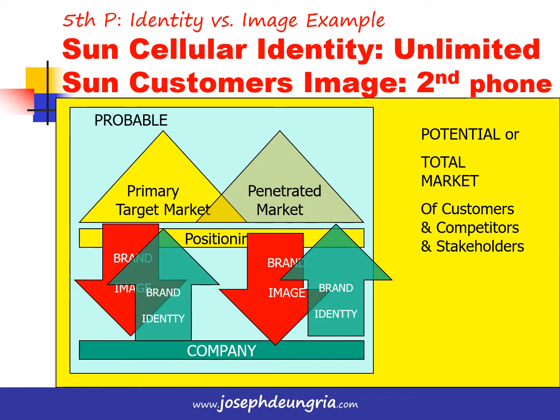People actually, companies who have many employees, they found it better to issue Sun phones because it's a second phone and the rates are cheap. No? So that's an example of identity versus image result.